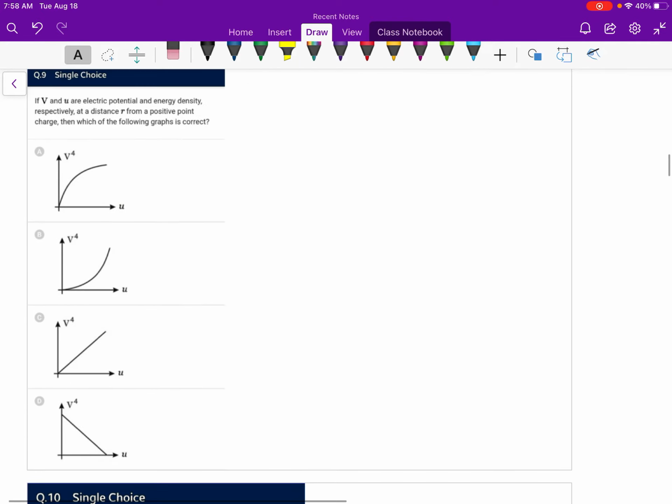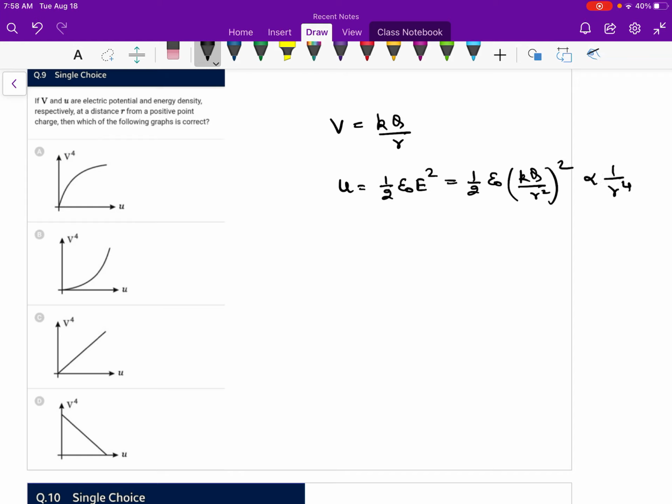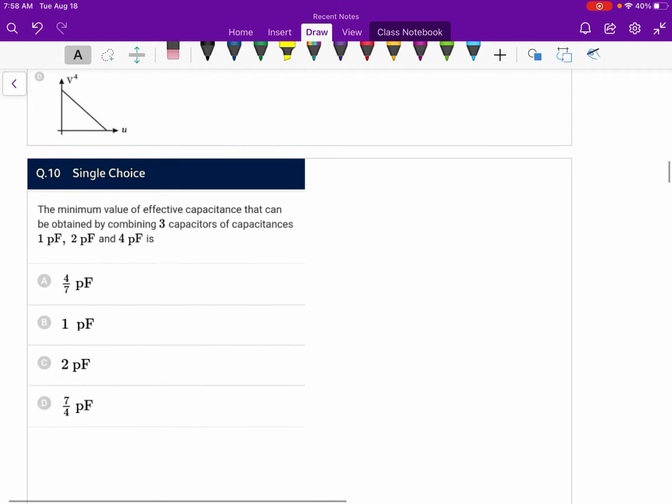If V and U are electric potential and energy density, the electric potential V at a distance small r is kq by small r, and the energy density, which is half epsilon naught E square, is half epsilon naught kq by r square whole square. So U is proportional to 1 by r to the power 4 and V is proportional to 1 upon r. So U is proportional to V to the power 4. So the graph between V to the power 4 and U will be a straight line. So C is the correct option.